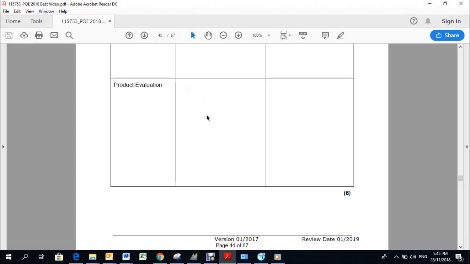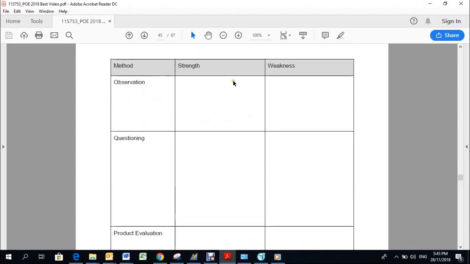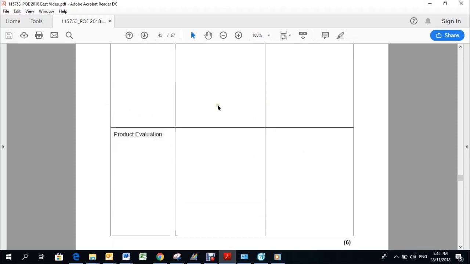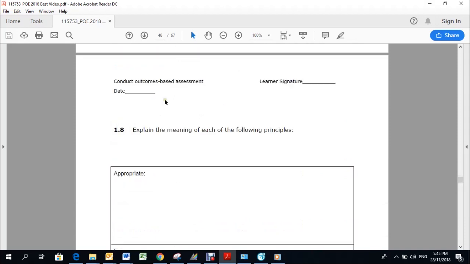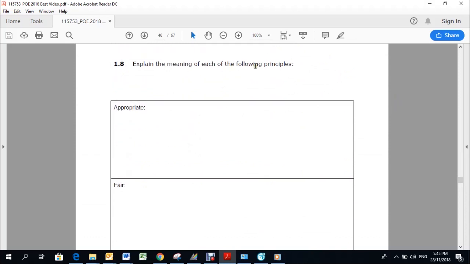I'm sure by now the date and signature is done. And we go to 1.8. Explain the meaning of each of the following principles. That I refer all of my learners to the manual. Let's just look at where we can get the manual. Where in the manual can we get that information? So we have the manual here, and we're going to open the manual, and then we look at what page it falls under.